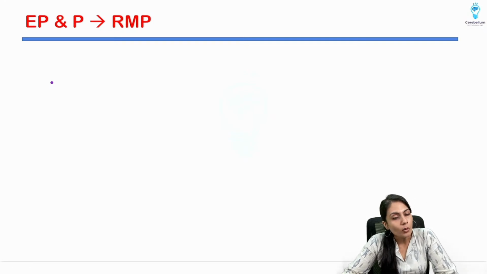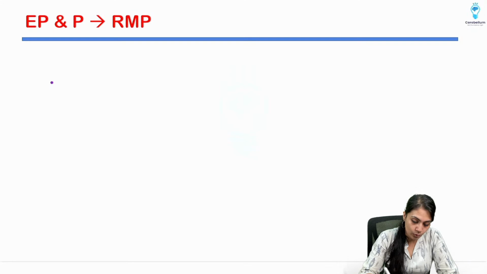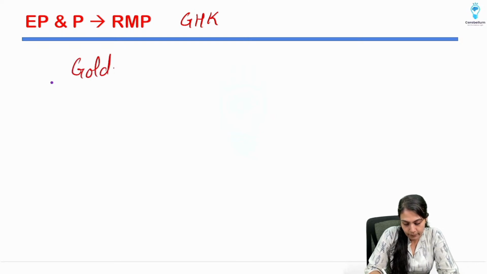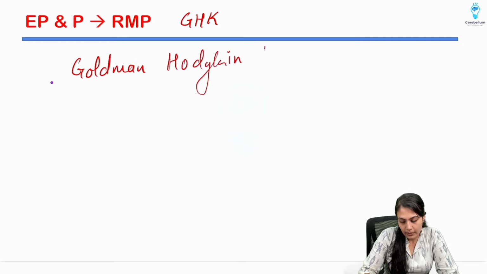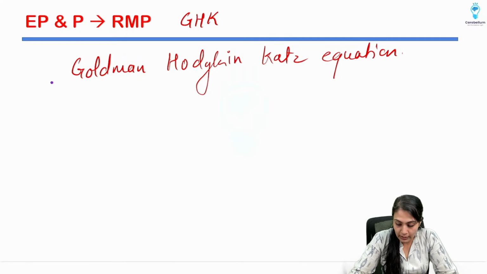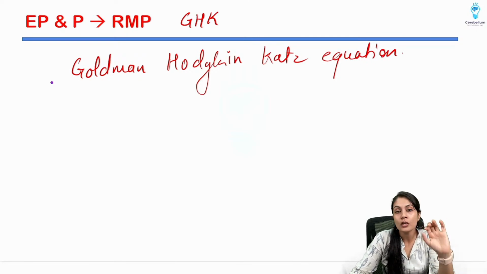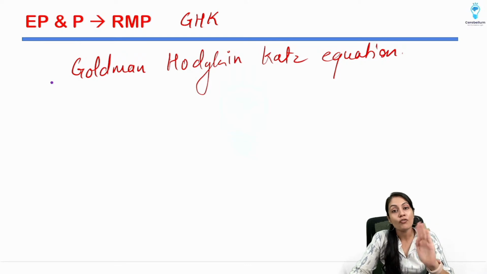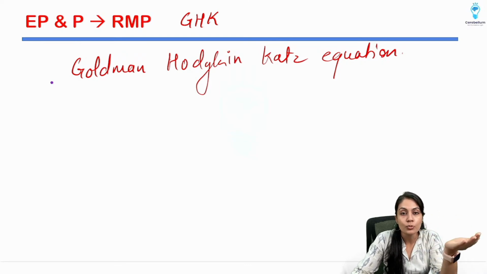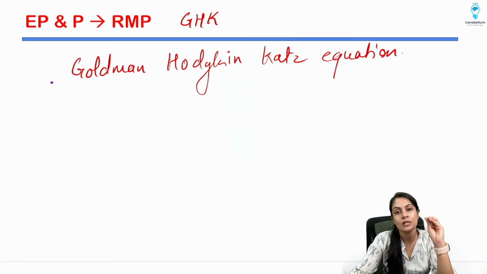Talking about one more thing, there are two names, or rather three names, you have to remember. What is that? That is GHK. What is GHK? Goldman, Hodgkin, Katz's equation. Now what is that? We have learned two names already, the Gibbs-Donnan and the Nernst equation. Gibbs-Donnan was telling us the effect of a non-diffusible ion on the distribution of diffusible ions, and the Nernst was telling us the equilibrium potential. Okay, the GHK is going to tell us the whole RMP.